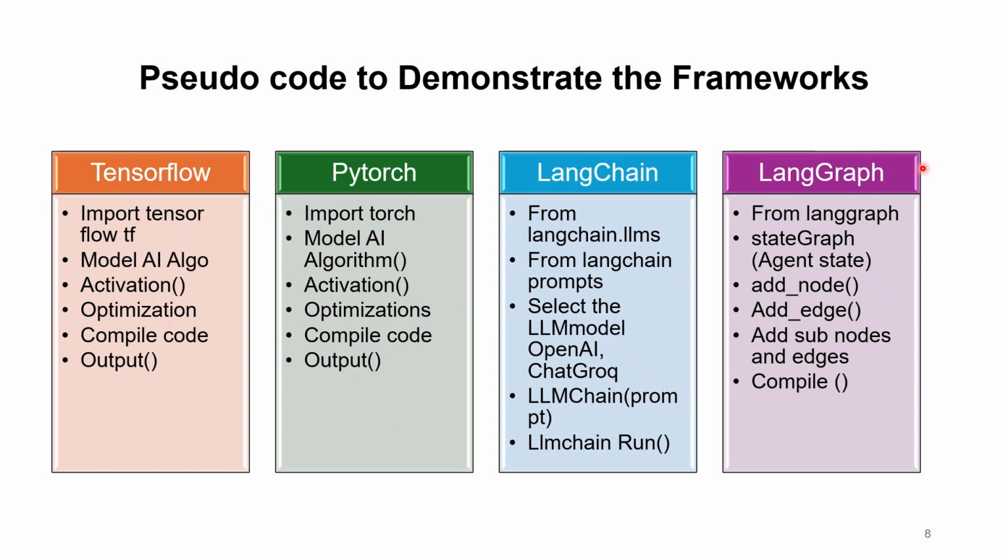If you are an expert in Python coding, then you can use LangGraph. In LangGraph, the first line in the code is from langgraph, then define the state of the agent, then as it is a graph-based framework, add nodes and edges, and then if you have multiple nodes and multiple edges, then call them sub nodes and sub edges and then compile the code.